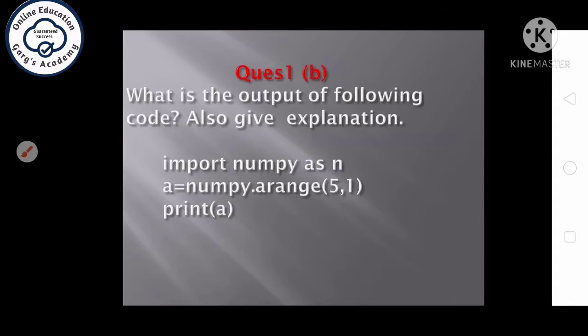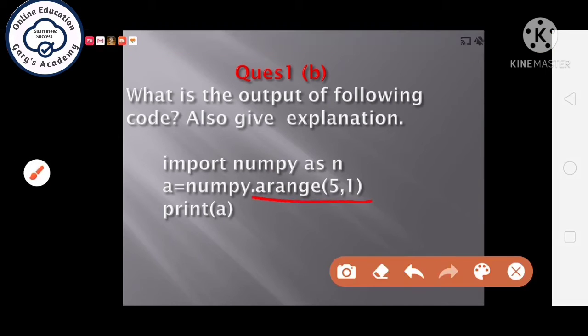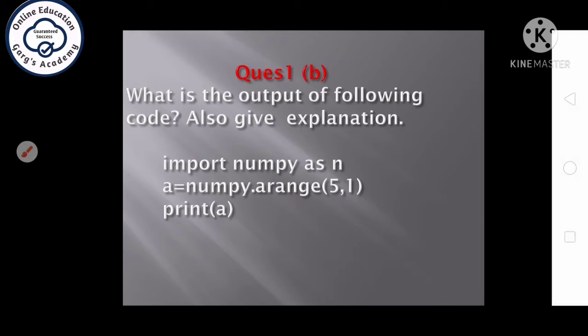Next question, what is the output of following code? Here you can see you are given arange function starting from 5 to end value 1, and default value step value is not given. What is the default step value? +1. So can you create an array starting from 5 and ending value 1 in steps of +1? No. So what will be the result? Empty array, and you have to write it as.